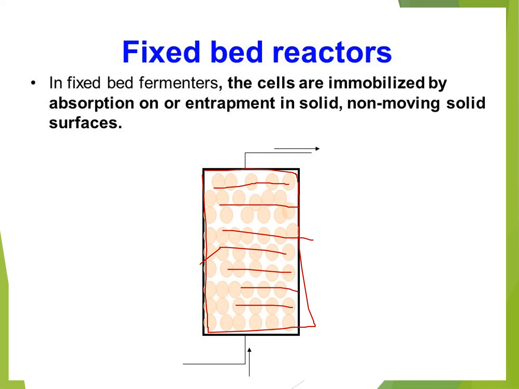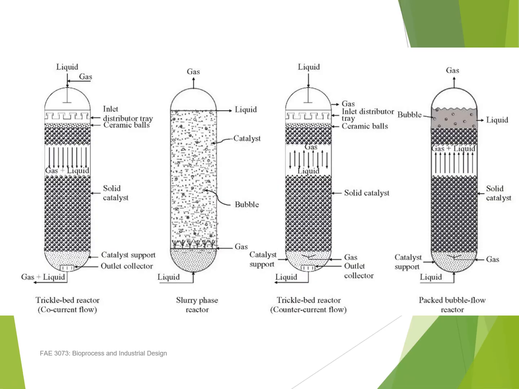So the reactant will be purged from the bottom or might be from the top. If the reactant is purged from the bottom, flowing from the bottom, your product will be collected here at the top. Okay, so this is an example of a fixed bed. You have different kinds based on the flow. For this one, you have the bed, the catalyst or the bed of your immobilized cell.